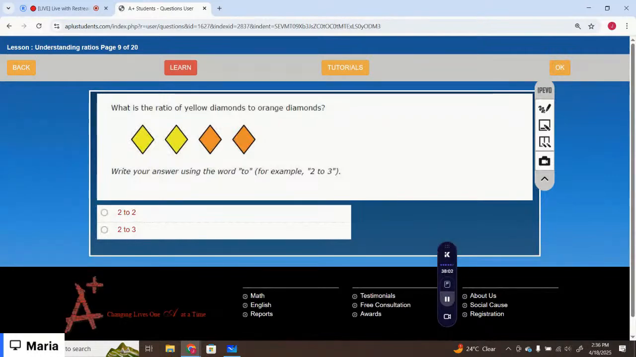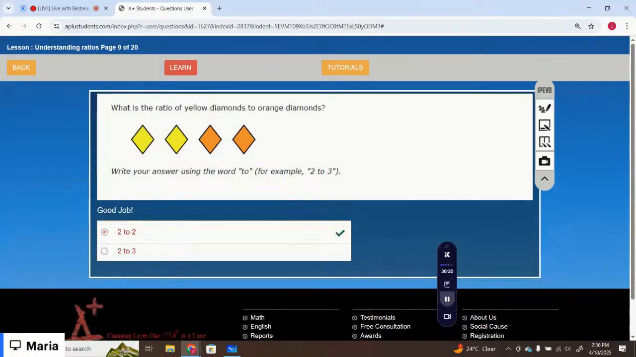What is the ratio of yellow diamonds to orange diamonds? That is 2 to 2. 2 yellow to 2 orange. Option number one is the correct option.